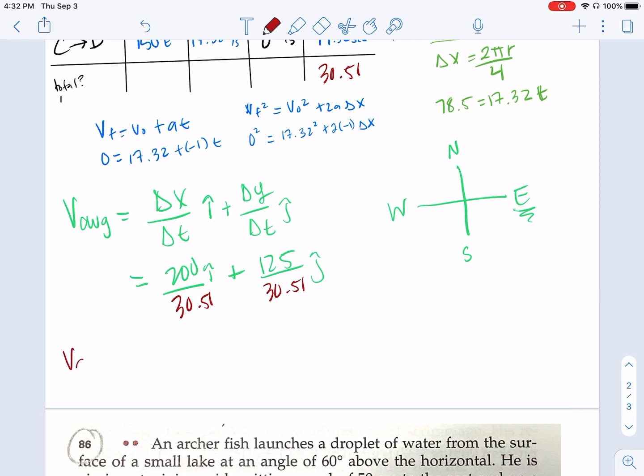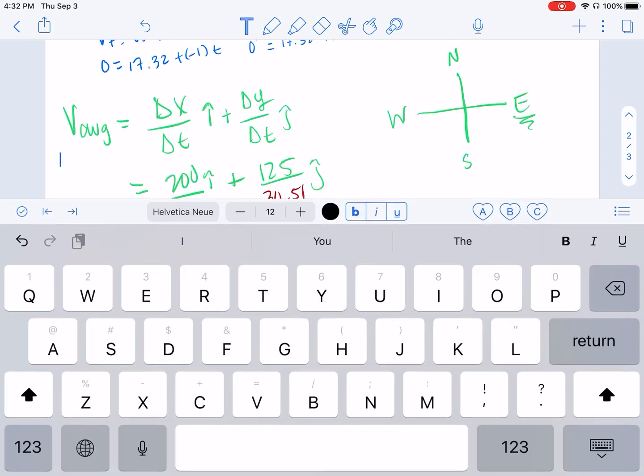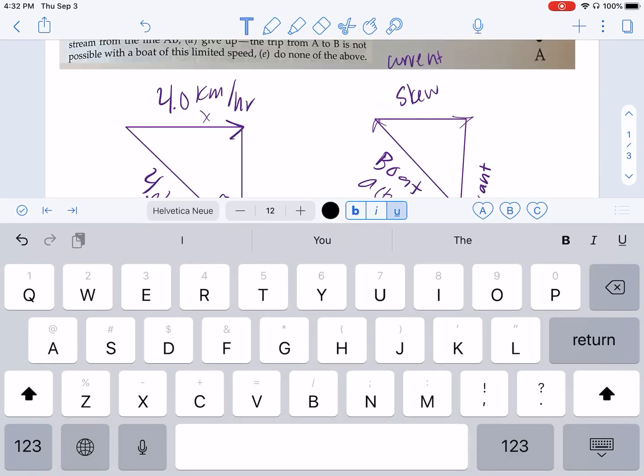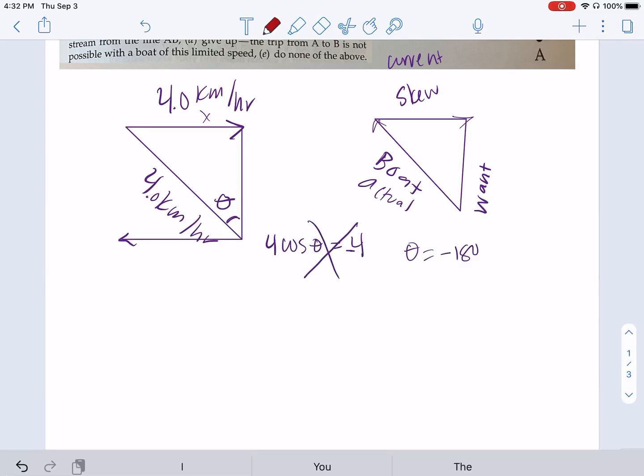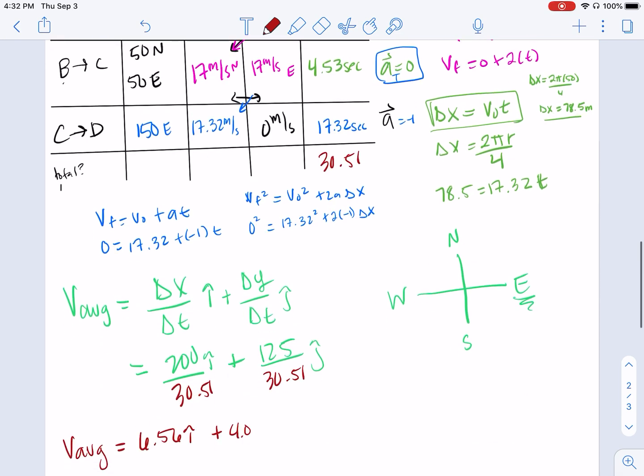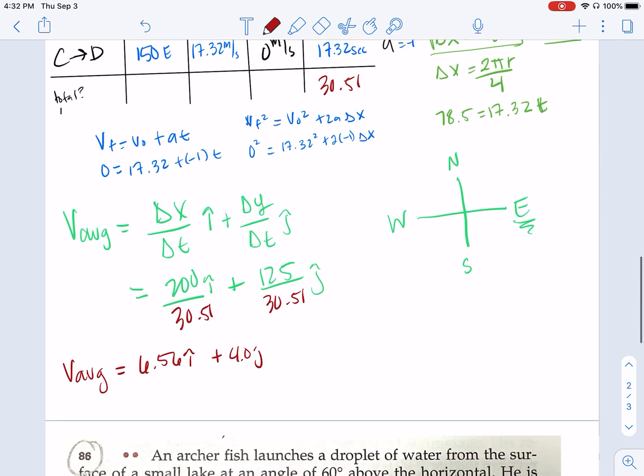And we get a V average of 6.56 i plus 4.09 j meters per second. Sorry about that. Technology is hard sometimes.